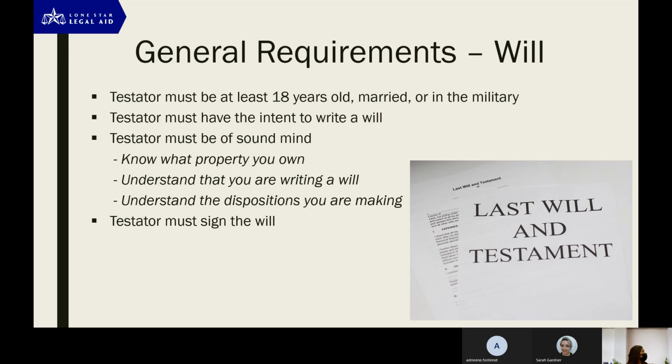General requirements of a will. So the testator must be at least 18 years old, married, or in the military, one of the three. The testator must have the intent to write a will, must be of sound mind, and to be of sound mind means that the testator knows the type of property that he or she owns, they understand that they're writing a will, and they understand the dispositions that they are making, for example, who they are giving their property to. And of course, the testator must sign the will.